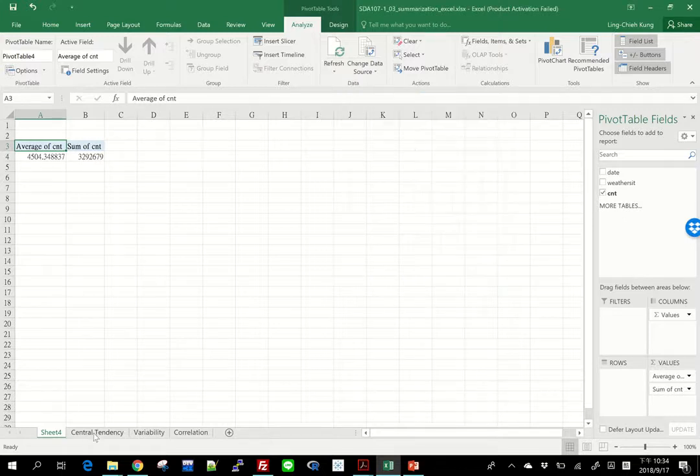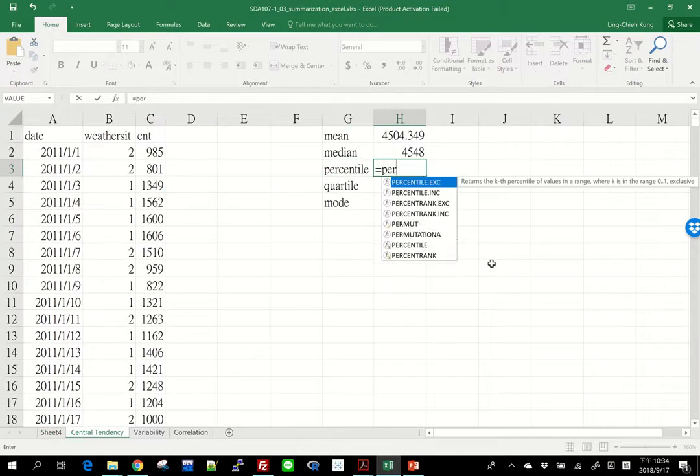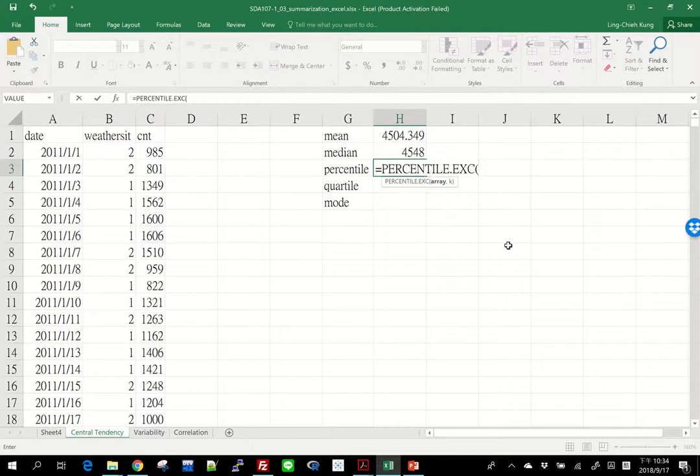Okay, coming back here, we have percentile. So okay, good. So we have several functions that are about percentile. You can see that there are two functions that are called percentile exclusive and percentile inclusive. So that's a little bit complicated. So let's try each one.